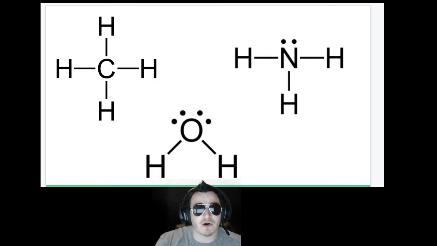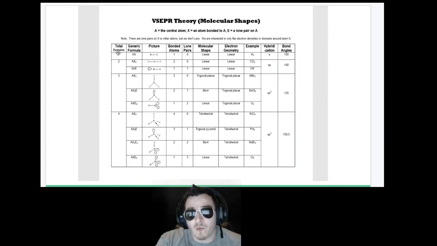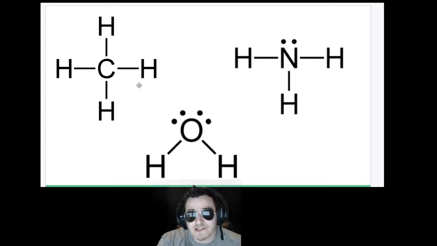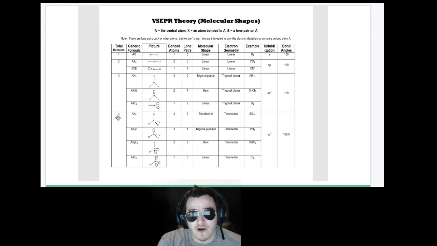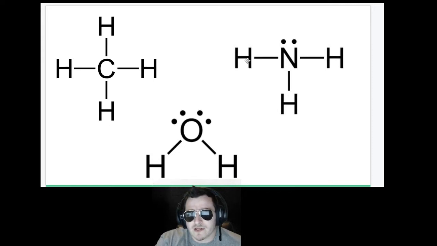So let's go back to our chart and let's assess what we're looking at. Remember, we counted all three of these molecules had 4 domains, which means we're going to look at 4 domains on our chart and we're going to match it up. And let's go back to our first example. CH4 has 4 atoms attached and 0 lone pairs. So if we go to our chart here, 4 atoms attached, 0 lone pairs, that is going to result in a tetrahedral shape, as we can see here.